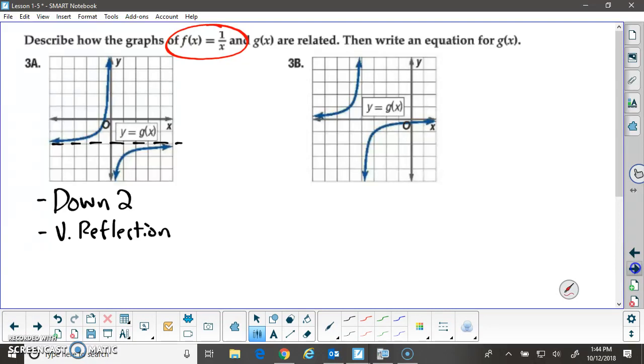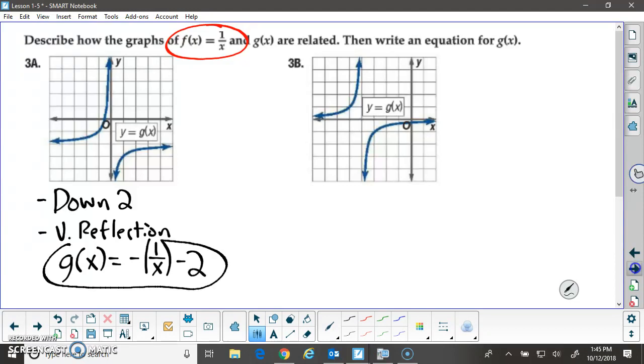Because normally the reciprocal function has a graph that's up here in the first quadrant and a graph that's down here in the third quadrant, but you have to take that and reflect it. So that's how I knew it was a vertical reflection. All right, so my equation would have to look like this. G of x equals negative 1 over x, and then a minus 2, or down 2. Well, for a reciprocal function, you guys, the inside part needs to be in the denominator. Everything else is considered to be on the outside.